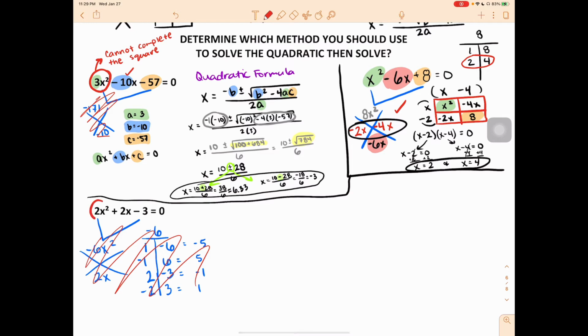And same thing here. Since the 2 is the coefficient of x squared, we cannot complete the square. We cannot. Okay? So here, what we're going to do is use the quadratic formula again. So I'm just going to copy and paste some of the stuff I wrote here, just so I don't have to rewrite everything again. And we have more room to work with here too.